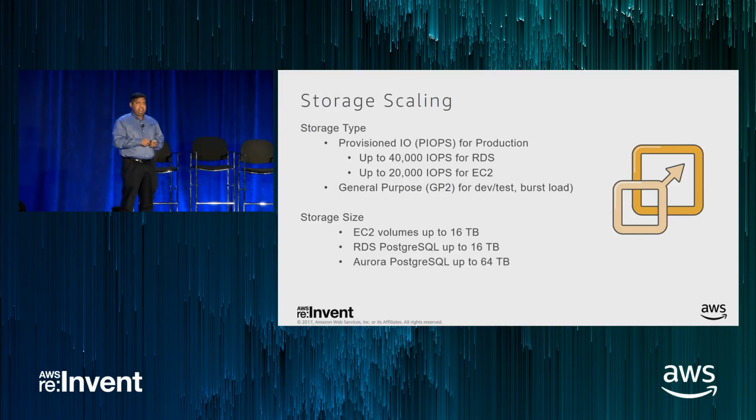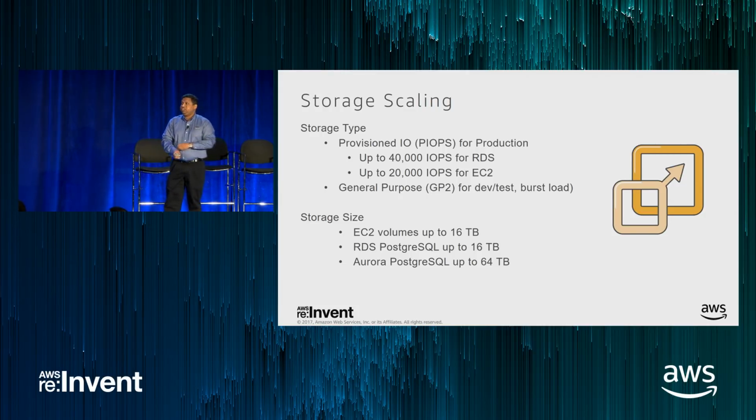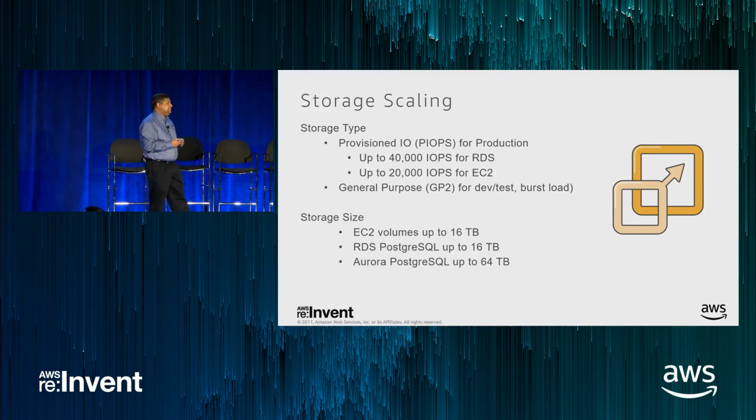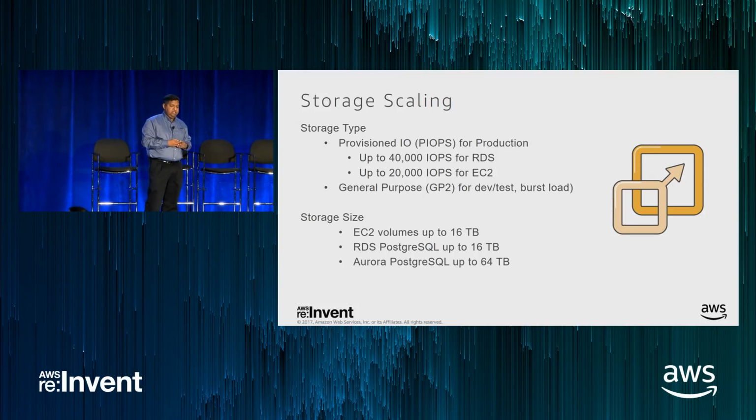On the storage side, initially, we were supporting up to 6 terabytes for RDS Postgres. I'm happy to report, as of last week, we now support up to 16 terabyte storage scaling. On EC2 also, you could use up to 16 terabyte for your volumes. The big deal about Aurora is you can go all the way till 64 terabyte.